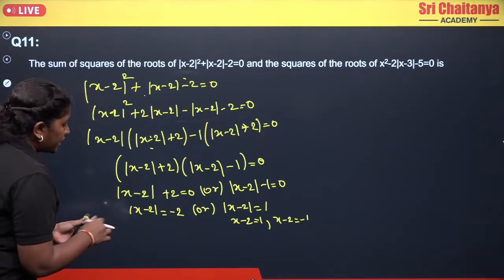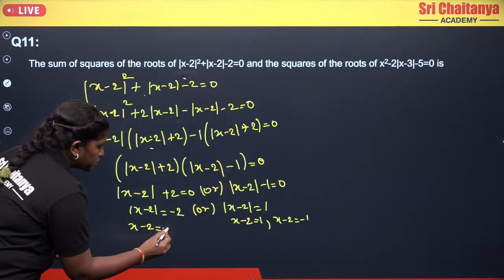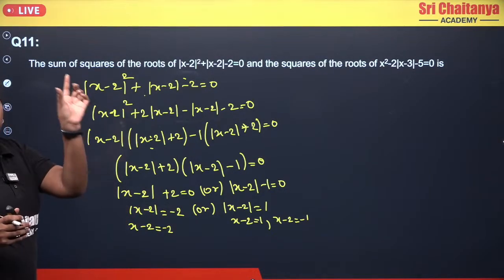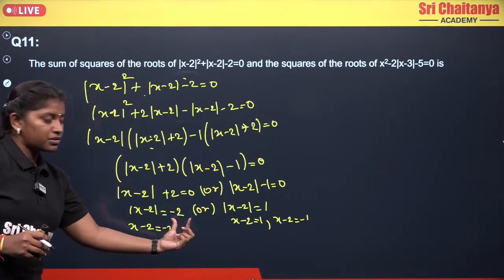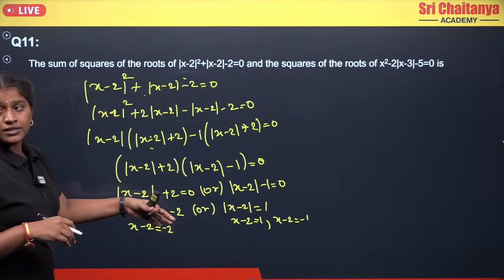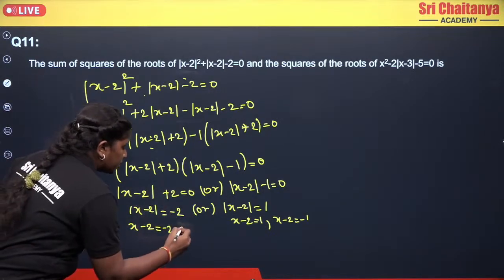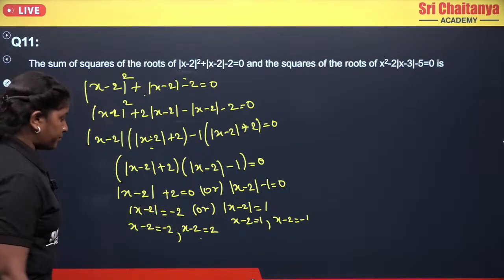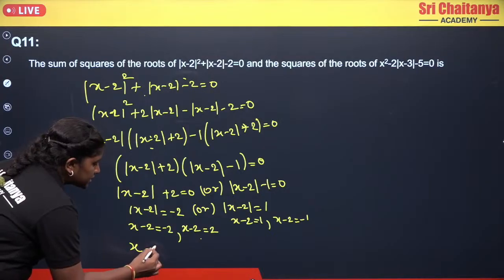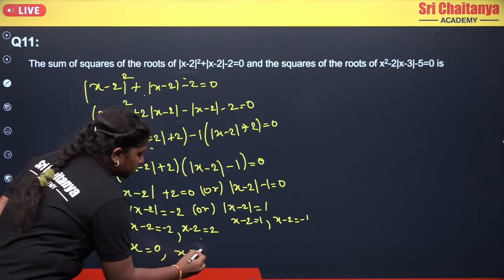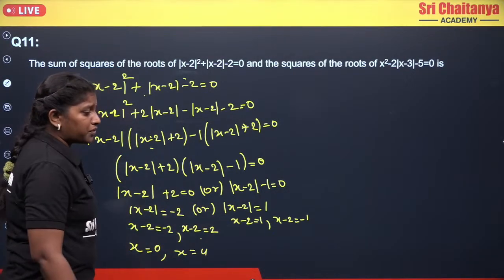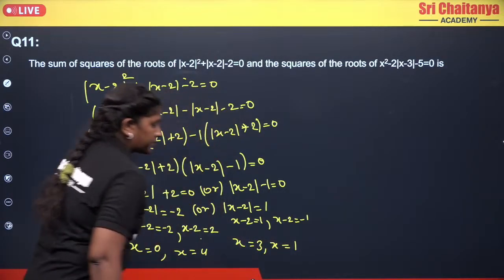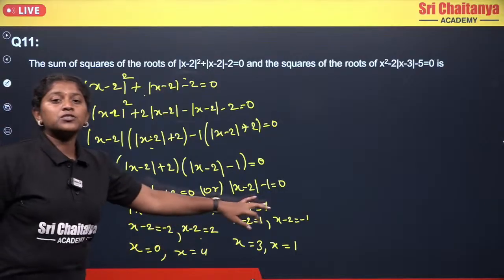So now moving to the next, we can take here x minus 2 equals minus 2. If your modulus value equals positive, you will get x minus 2 equals minus 2, or if your modulus value equals negative, you will get x minus 2 equals plus 2, because minus into minus will become plus. Okay, now you will get x equals 0 and x equals 4, and from this we will get x equals 3 and x equals 1. Now we got the 4 different values for our x.